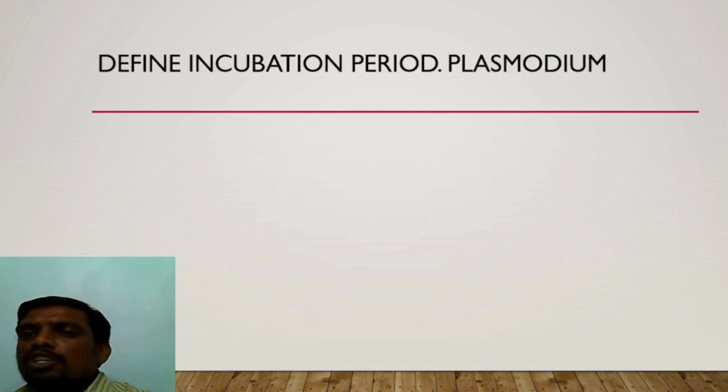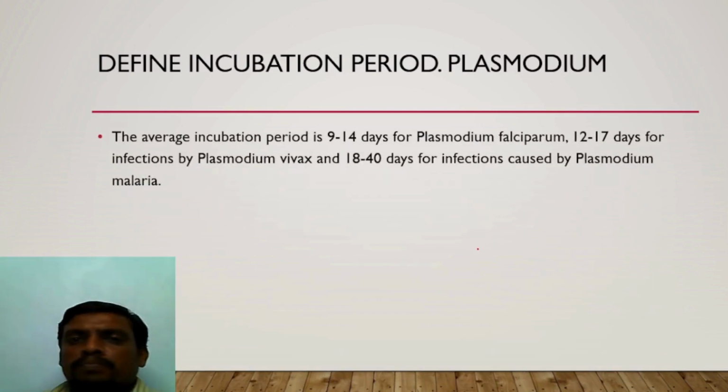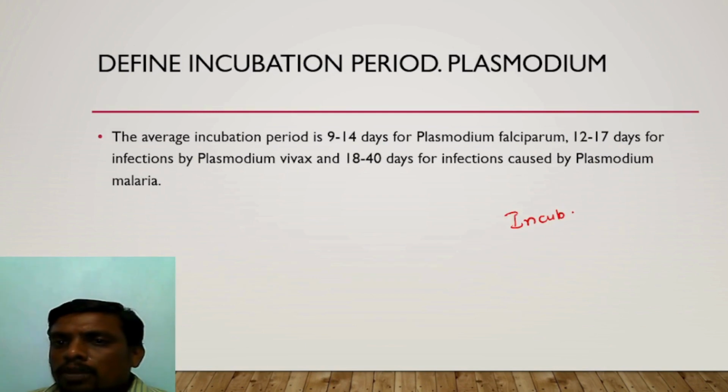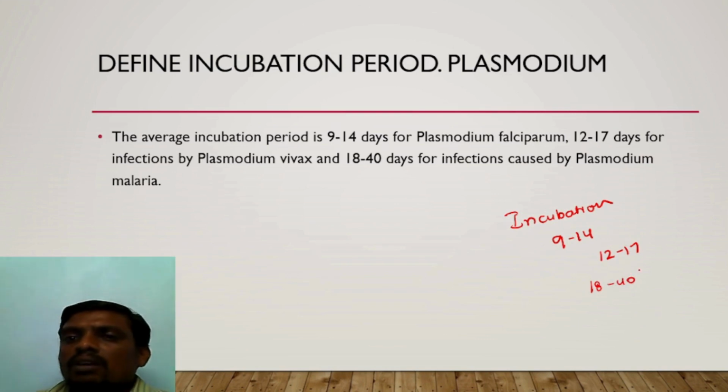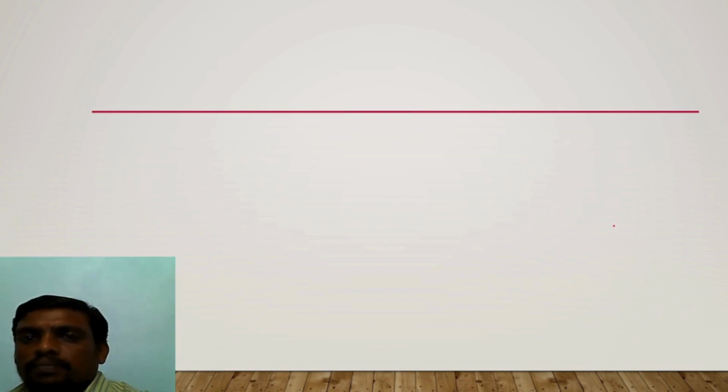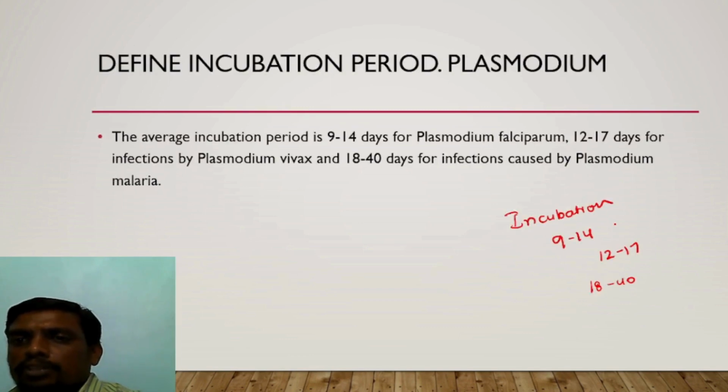Now define incubation period for the same Plasmodium. What do you mean by incubation? In case of Plasmodium, it is 9 to 14 days for Plasmodium falciparum, 12 to 17 days for infection by Plasmodium vivax, and 18 to 40 days for infections caused by Plasmodium malariae. This period is called the incubation period.